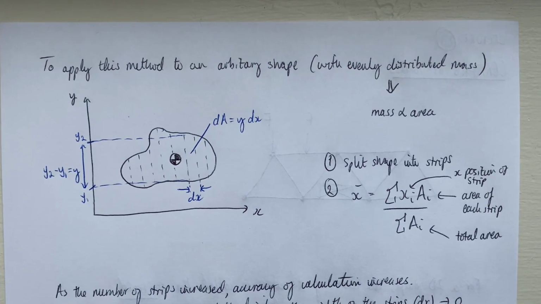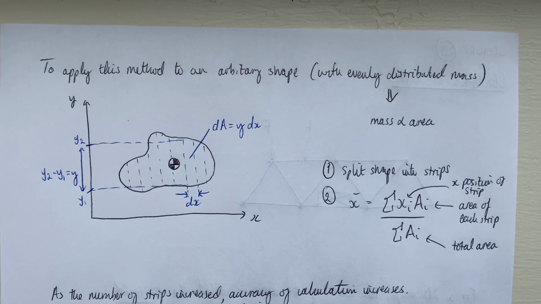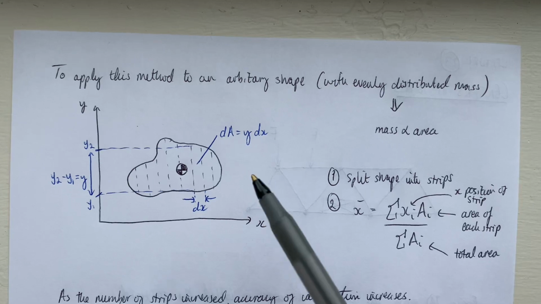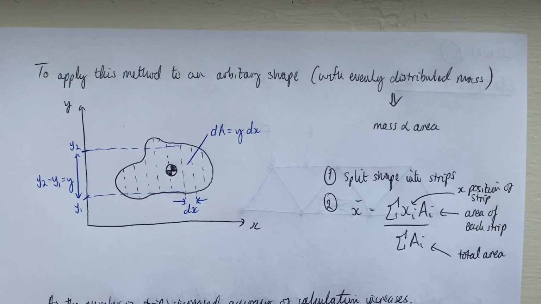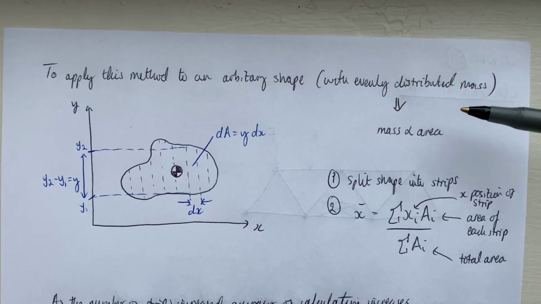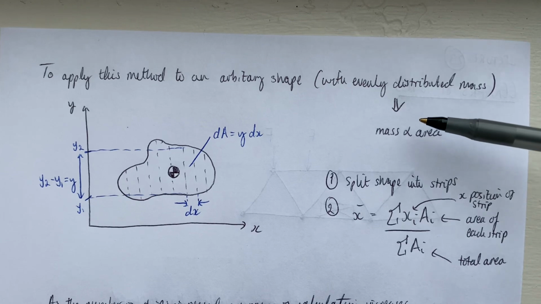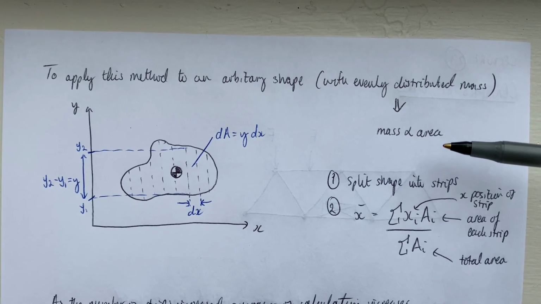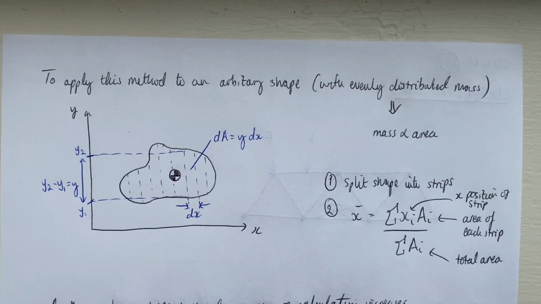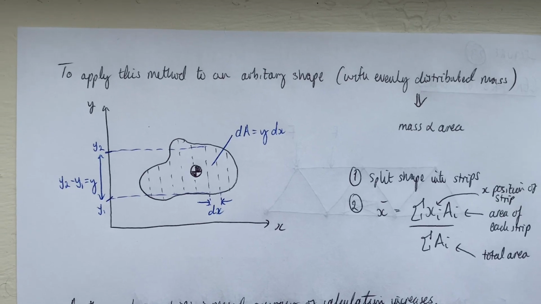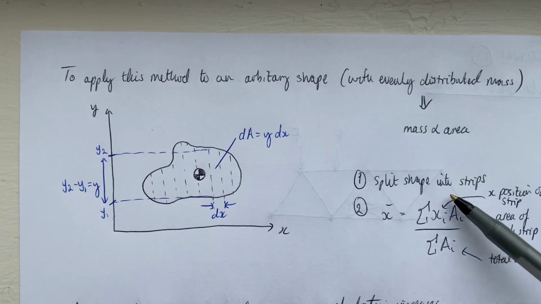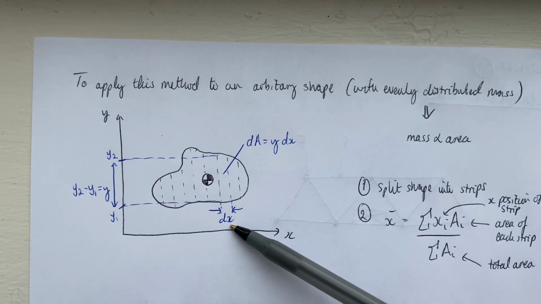Okay, so what if we want to apply this theory to an arbitrary shape, like this blob that I've drawn down here? Well, the first thing that we need to do is assume that it's got evenly distributed mass, so that we can say that the mass is proportional to the area, and therefore it suffices to find the centroid of the area to find the center of mass of the shape. Well, the first thing that we do is we split the shape into strips of width dx.